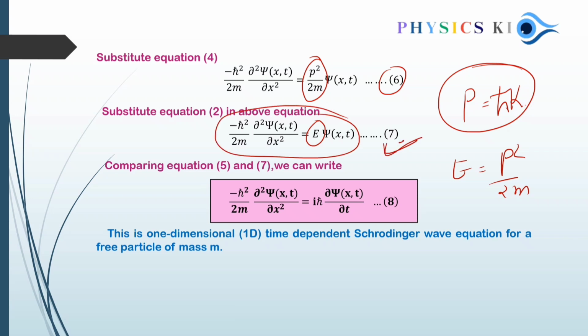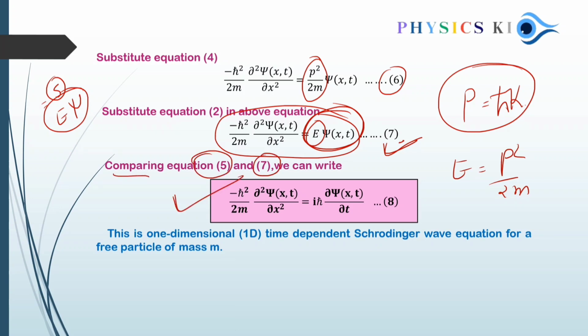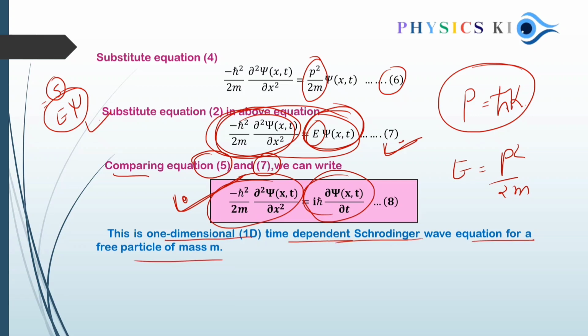Now just remember equation number 5. The right hand side of equation number 5 is E psi, and again the right hand side of equation number 7 is E psi. So comparing equation number 5 and equation number 7, we got this. This is this side, and this is the side of equation number 5. Got the idea? So this is your one dimension time dependent Schrodinger equation for a free particle.